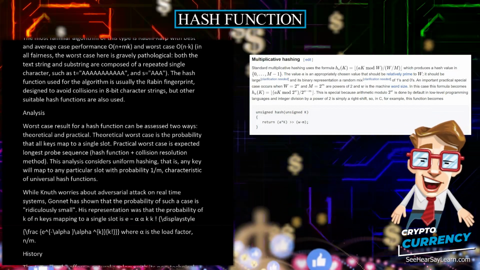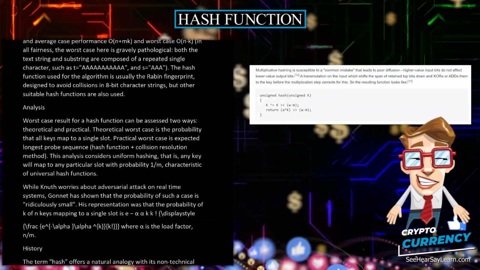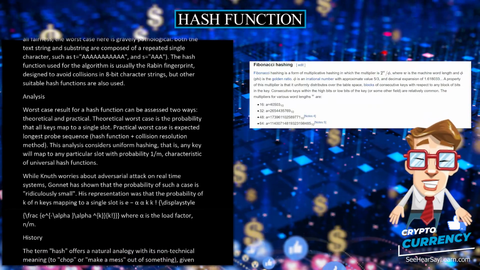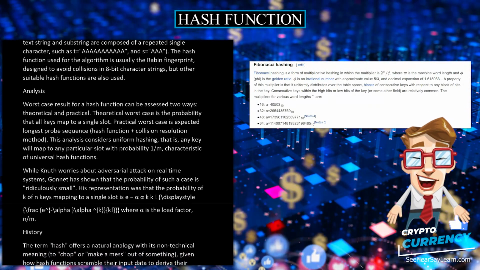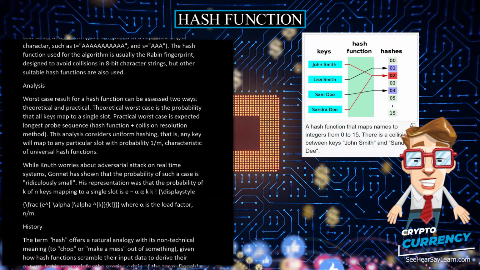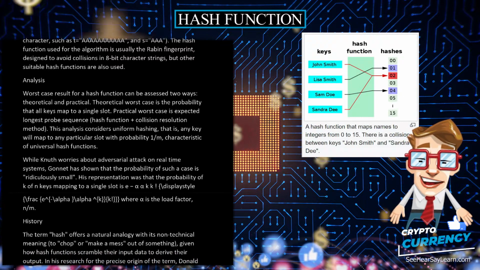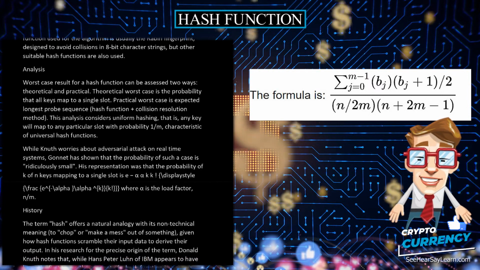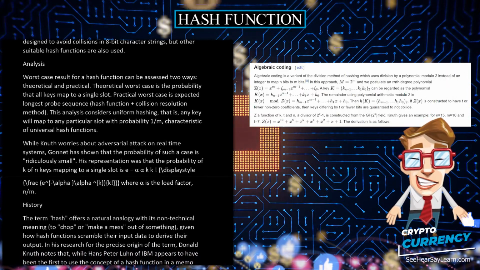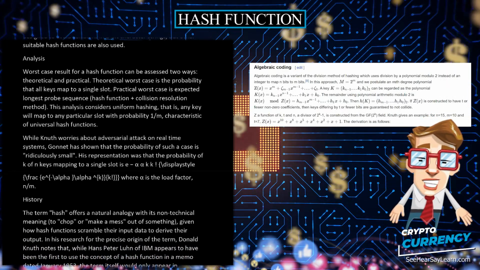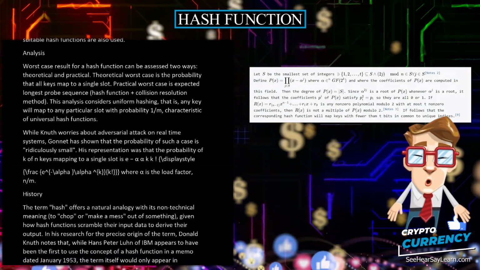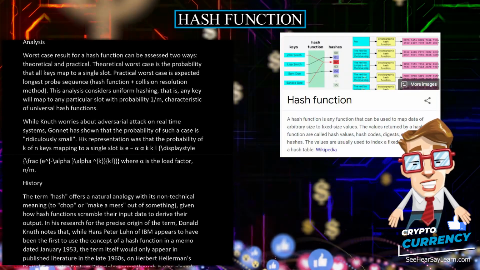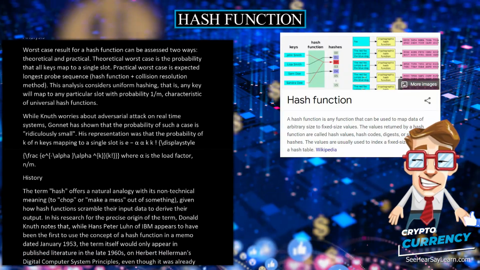History. The term hash offers a natural analogy with its non-technical meaning, to chop or make a mess out of something, given how hash functions scramble their input data to derive their output. In his research for the precise origin of the term, Donald Knuth notes that, while Hans Peter Luhn of IBM appears to have been the first to use the concept of a hash function in a memo dated January 1953, the term itself would only appear in published literature in the late 1960s, in Herbert Hellerman's Digital Computer System Principles, even though it was already widespread jargon by then.